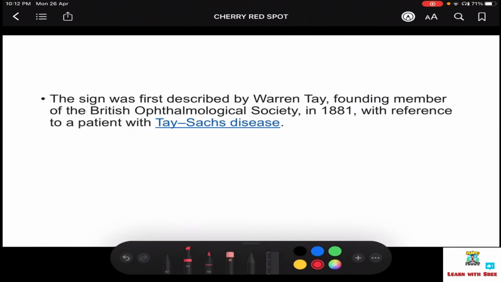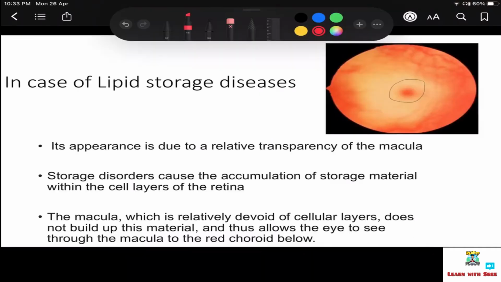So let's talk about some historical significance of this. It was first described by Warren Tay, one of the founding members of the British Ophthalmological Society, and he first observed this condition in a patient who had Tay-Sachs disease.